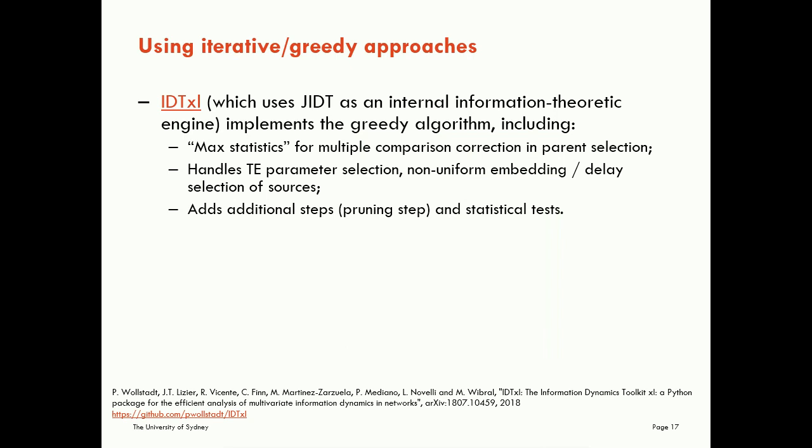which is a higher layer toolkit than JIDT. It uses JIDT as an internal information theoretic engine under the hood to perform the information theoretic calculations, and it has the higher layer algorithms around that to implement the greedy algorithm, including some of the steps I've just gone through. The maximum statistics for multiple comparison correction. It handles the parameter selection for transfer entropy, the non-uniform embedding, and the delayed selection of sources, and it adds these additional steps, including the pruning step that we've just been talking through.